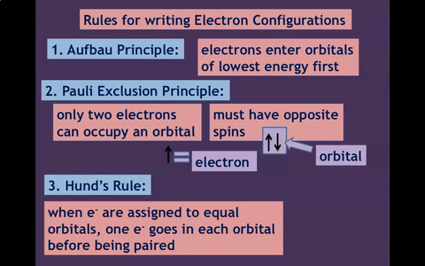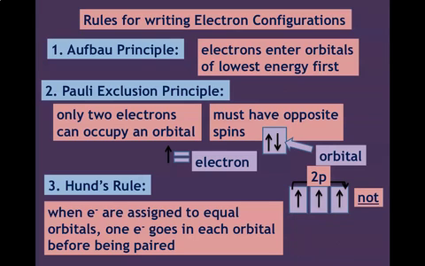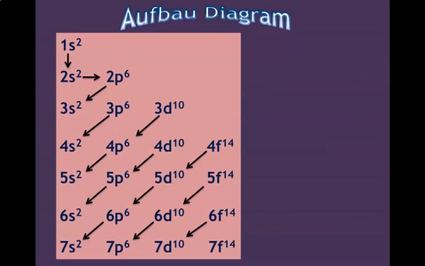Hund's rule says that when electrons are assigned to equal orbitals, 1 electron goes in each orbital before being paired. So if we have a p orbital, remember there were 3 rooms there, so we draw 3 different boxes. Since they're all on the same energy level, they would like to spread out. If there's only 3 of them, they're each going to have their own room, just like you wouldn't want to share a room if you had enough rooms in your house for everybody to have their own. So they're not going to double up first.